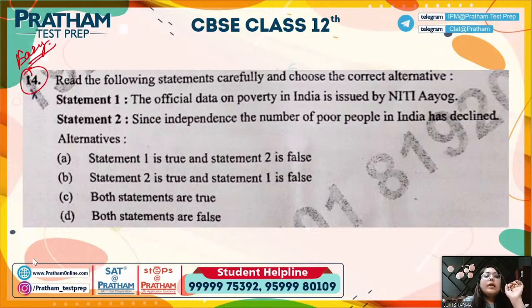Statement 1 आपकी है that the official data on poverty is issued by NITI Aayog, that is National Institution for Transforming India Aayog. That is actually true. And statement 2 is that since independence the number of poor people in India has declined. Yes, that is also true. That independence के time से अगर हम देखें तो poverty in India has actually declined, right? You would say कि मैम poverty decline कैसे हुई है because हमारी जो population है वो बढ़ी हुई है, but if we see on the larger scale, yes, since independence अगर हम rate देखें तो poverty has actually declined.